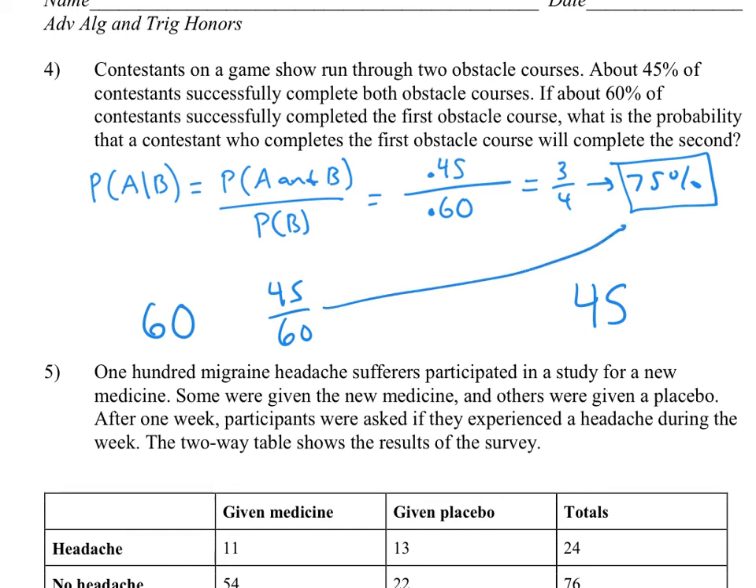And that also allows you to see that there's a 75% probability that somebody who finished the first one also finishes the second. So you see here, there is a formula you could follow, but you can also do this by just thinking about specific numbers and working through this scenario carefully with those specific numbers in mind.